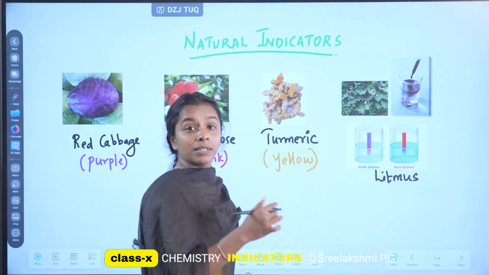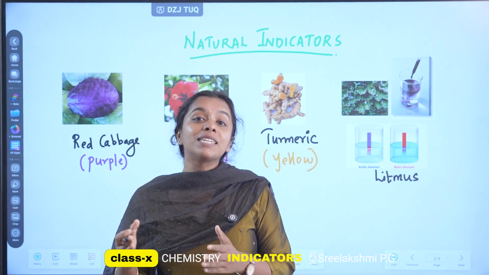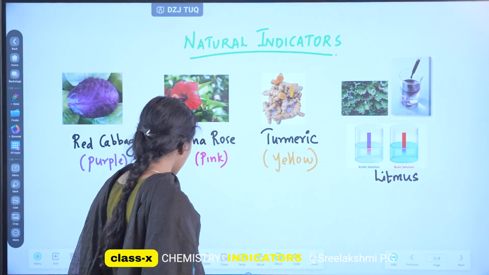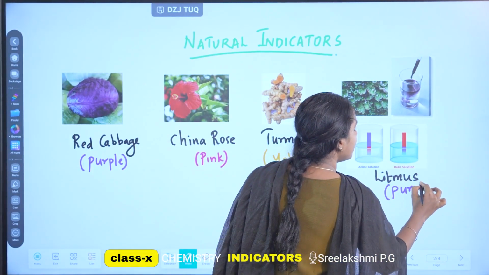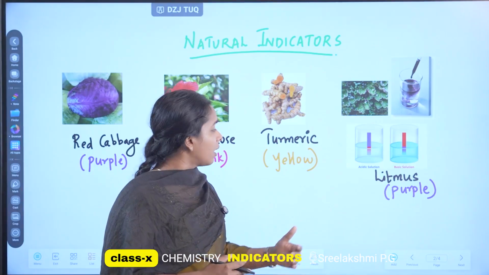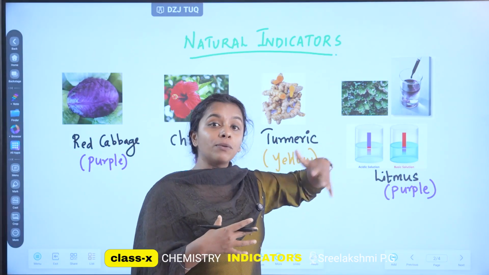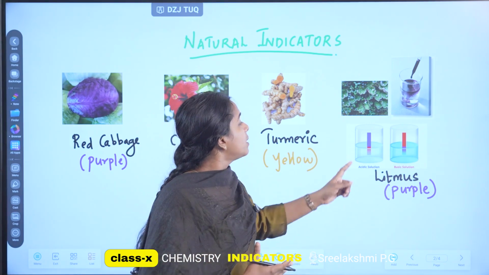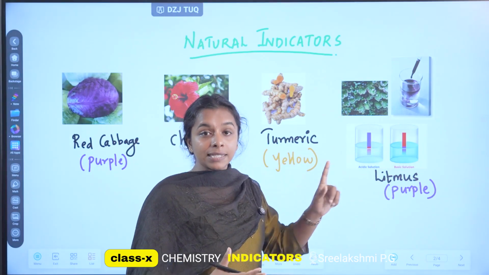While studying acids and bases, we discussed that acid will turn blue litmus into red and base will turn red litmus into blue. That we will see. But here, the color of the litmus solution is purple. From this purple litmus solution, we can derive 2 types of litmus papers. One is blue litmus paper and the other one is red litmus paper. Okay, listen carefully.